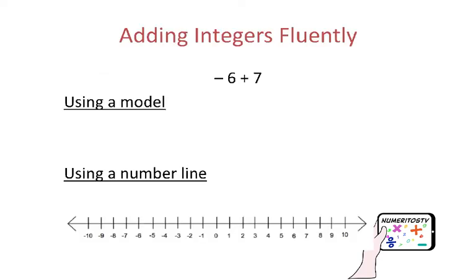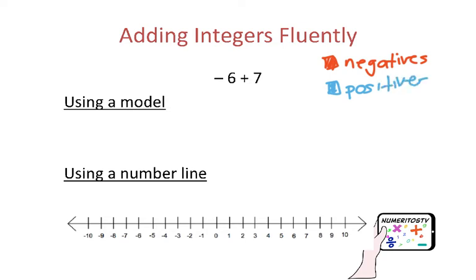So the first thing that I'm going to show you is using a model. I am going to use tiles to represent these numbers. I am going to use red tiles to represent the negatives, and I am going to use blue tiles to represent the positives. Let me write that down. Red for negatives and the blue ones to represent positives.